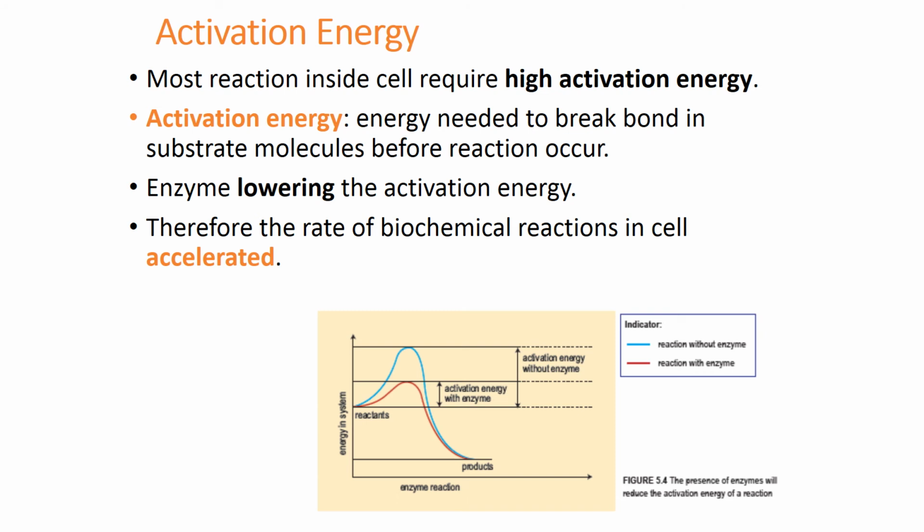So with the presence of enzyme, apa yang enzyme ni akan buat adalah dia akan bantu lower the activation energy. Sebab apa? Sebab most reactions in the cell require high activation energy. So that's why with the presence of the enzyme, it will lower the activation energy. So the process will become faster, become rapid, and the product can be produced dengan banyak. Therefore, the rate of biochemical reactions in the cell will accelerate.